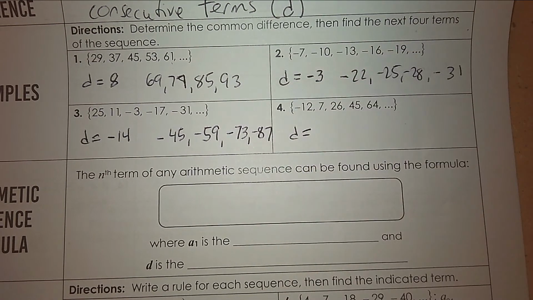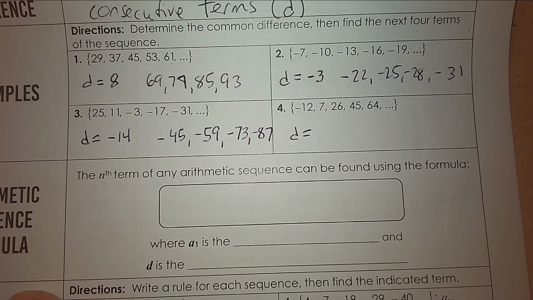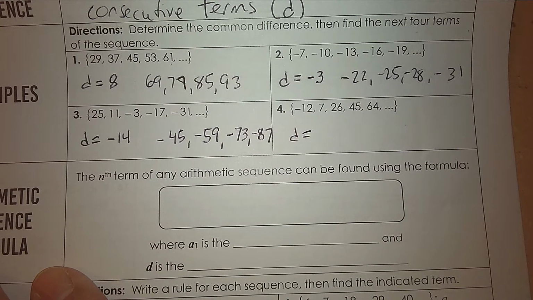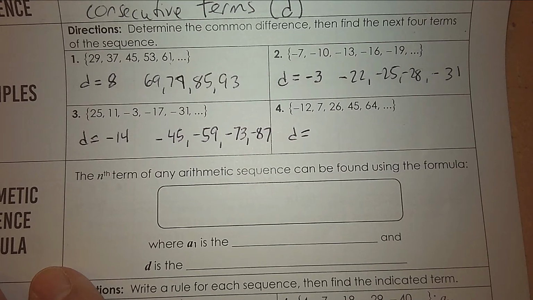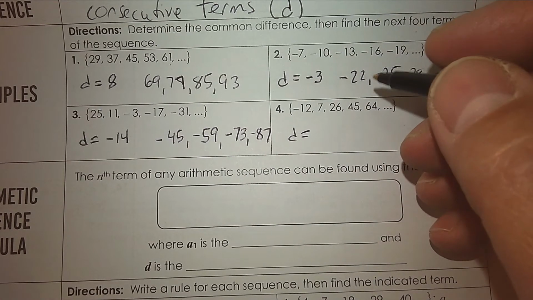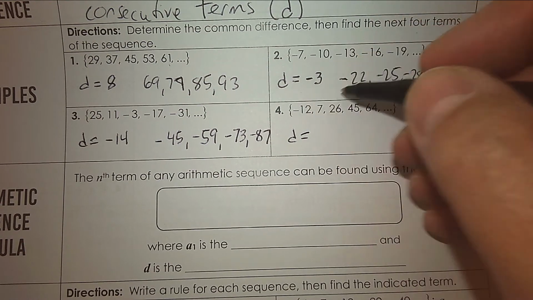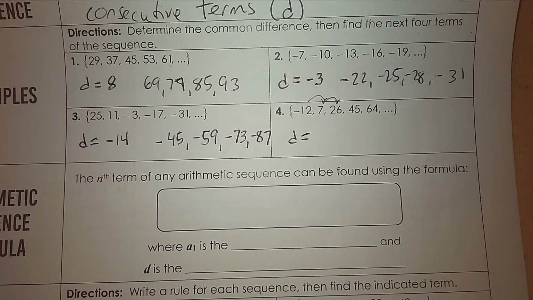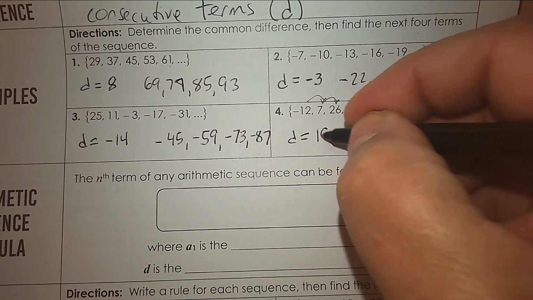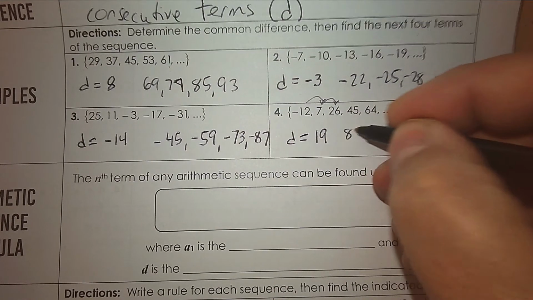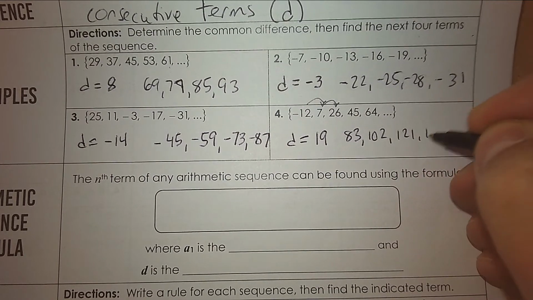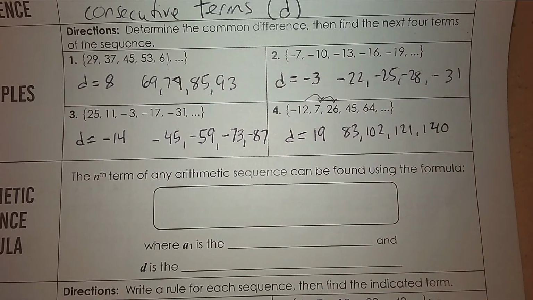Look carefully at number 4. Is the sequence increasing or is it decreasing? It's a good thing to think about because then you don't make a mistake with the sign. So if it's increasing, the common difference is going to be positive. And what is it increasing by every time? And if you don't like going negative 12 to 7, then use the next pair, 7 to 26, if that's easier. And that number is 19. And then can you add 19 over and over again for the next 4 terms?